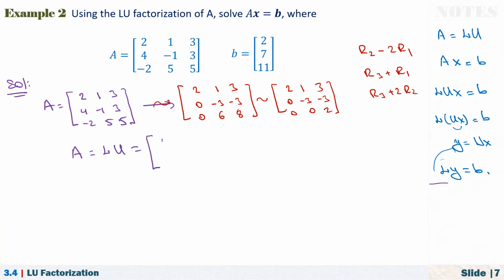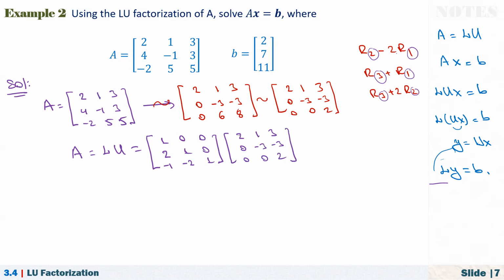What is L? It is 1, 0, 0, 1, 0, right? And here we have 2, 1. What is 2, 1? That's equal to 2. So here we have 2. And how about 3 and 1? Here we have minus 1, so it must be negative 1. And how about 3 and 2? It is minus 2, so it must be minus 2. And here we have 1. And how about U? U is 2, 1, 3, and 0, minus 3, minus 3, and 0, 0, 2.